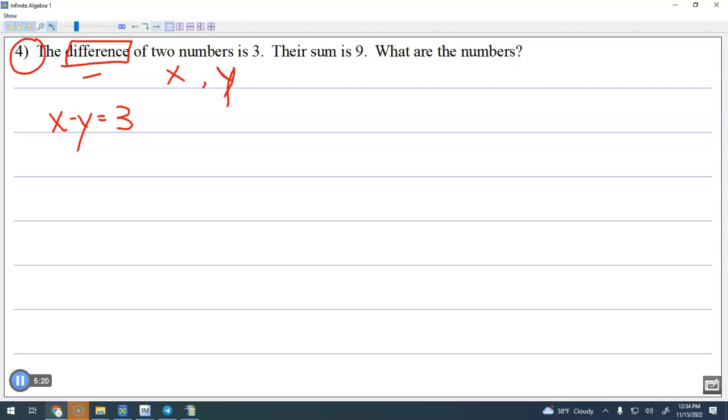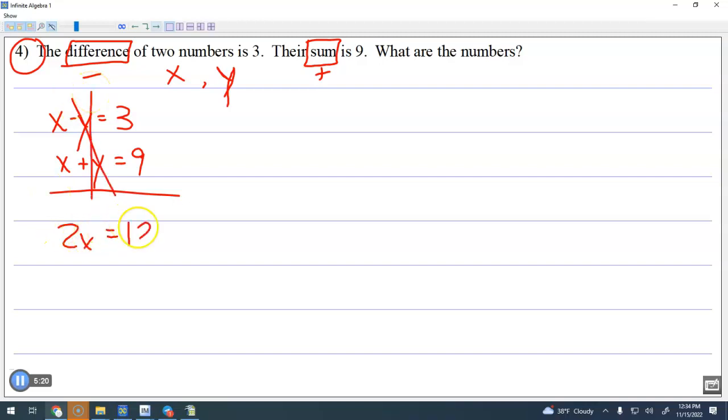Their sum is 9. What does sum mean? Sum means add. So what's my second equation? X plus y equals what? Equals 9, right? And then this one's a lot friendlier than the last one because will this eliminate a variable right away? This one will. So these will go away. I'll add these up. I'll get 2x here. Cancel, cancel. 3 plus 9 is 12. Divided by 2. I get 6.